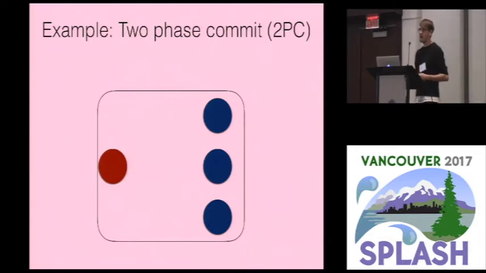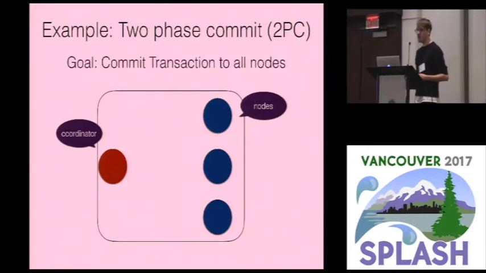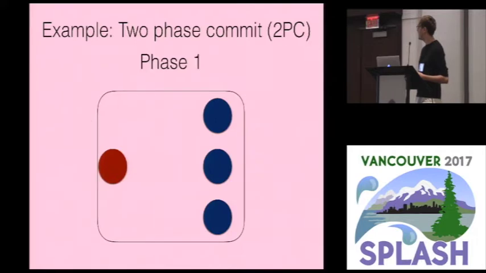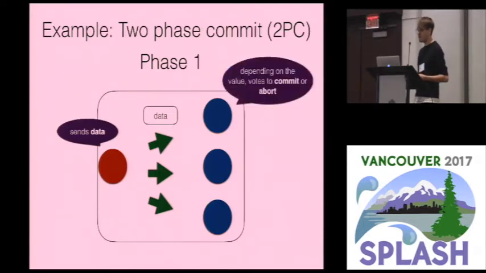Okay. So let me start off with an example of the kind of algorithm you want to verify. This is a simple two-phase commit, where you have a coordinator node and a bunch of network nodes. The coordinator wants to commit a transaction to all the network nodes. And so the way it goes, it's split into two phases. In the first phase, the coordinator sends out the transaction data.